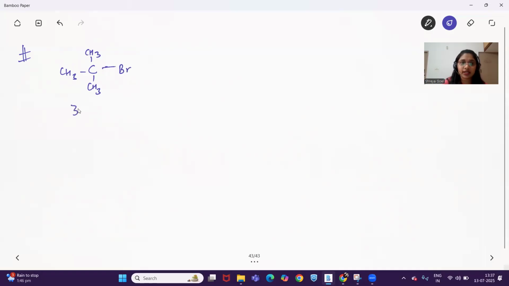This is the 3-degree alkyl halide, of course, because the bromine is connected to the carbon, which is connected to the 3 carbons. That's why this is 3-degree alkyl halide. Now, what happens? The bond of C and Br will break like this. So the bond will break and the formation of carbocation takes place here, right? And this is the RDS step of our mechanism.